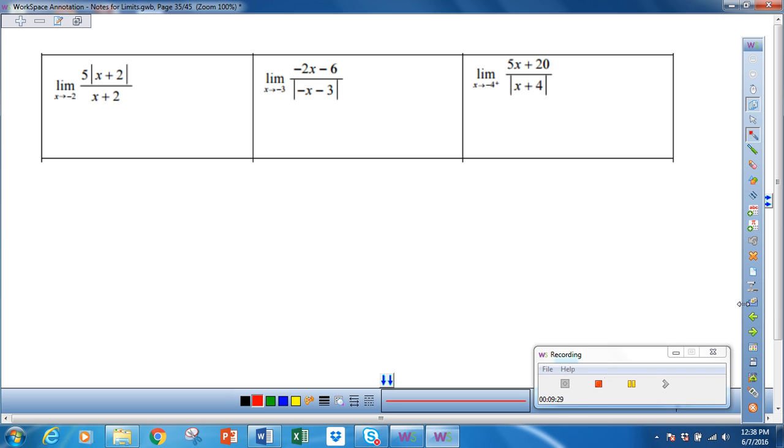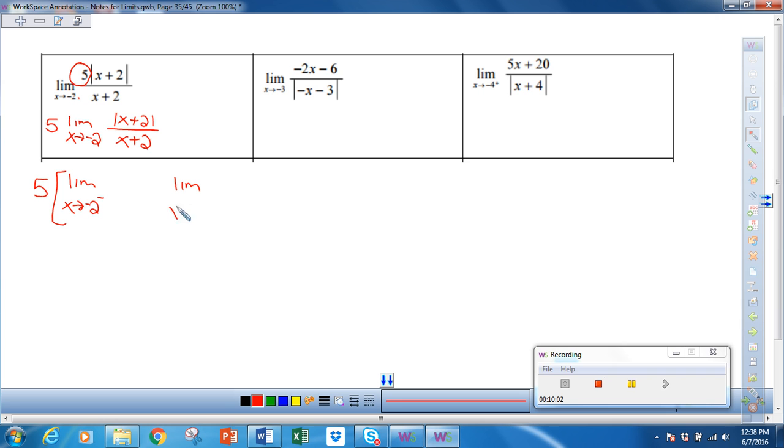Okay, let's do these 3 problems quickly. Basically the same thing. The 5 doesn't really make a difference until the end, because remember we can write this as 5 times the limit as x approaches negative 2 of the absolute value of x plus 2 over x plus 2. And I just realized that that's a negative and not coming in from the left. So then we have to do 5 times the limit as x approaches negative 2 from the left, and the limit as x approaches negative 2 from the right.